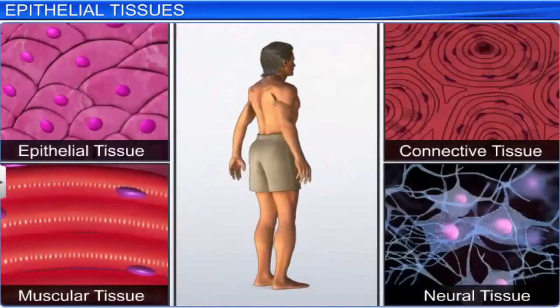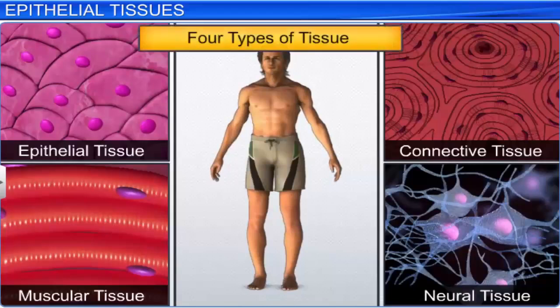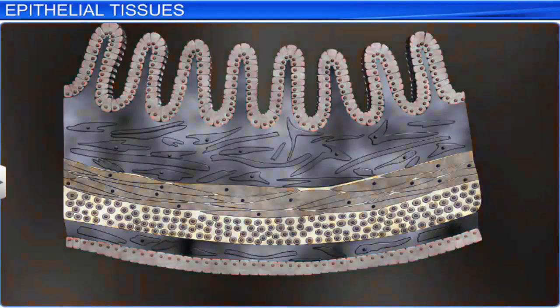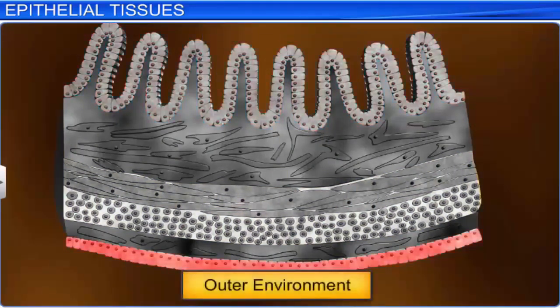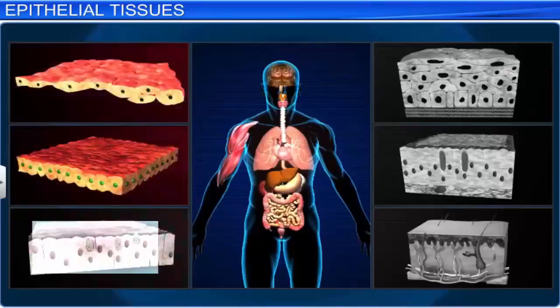Based on function, animal tissues are broadly classified into 4 types, namely epithelial, connective, muscular, and neural. Epithelial tissue is commonly known as epithelium. These cells have a free surface, which either faces the body fluid or the outer environment. Thus, the epithelium serves as a lining or a protective covering for body parts.